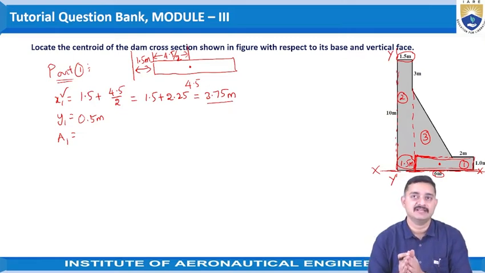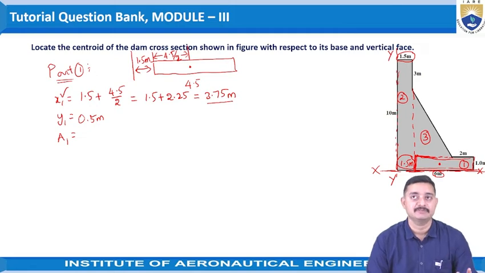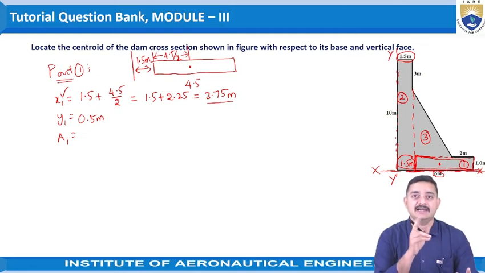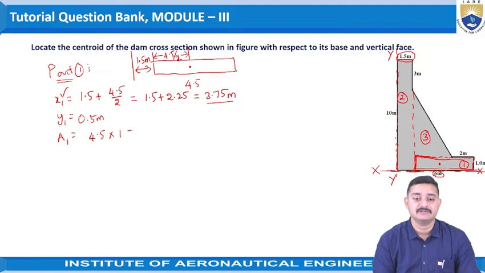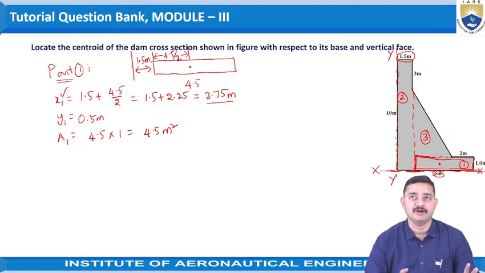So blindly we cannot place the centroid's distance as 4.5 by 2 from the y-axis. Why? Because the y-axis is lying at a distance of 1.5 meters, as shown here, away from the selected part. Now coming to the area of that first part, we have 4.5 length into breadth 1, so that would be 4.5 meters square. So this is regarding part 1.